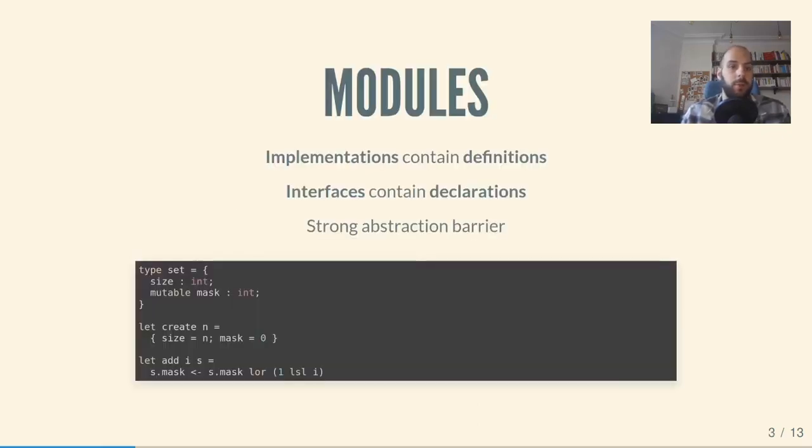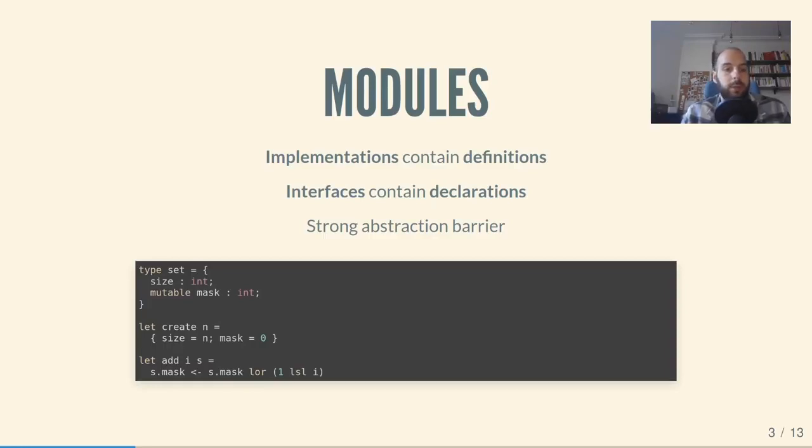Before we go into such tools, let's have a word about the structure of OCaml programs. They are typically organized into modules, which basically contain types and functions. Modules are made of two parts. Implementations contain the definitions of the types and functions, and this is where most of the code lies. Interfaces show the declarations of the contents of the module only. They form a strong abstraction barrier between the implementation and its user. So nothing that is not exposed in the interface is accessible from outside the module.